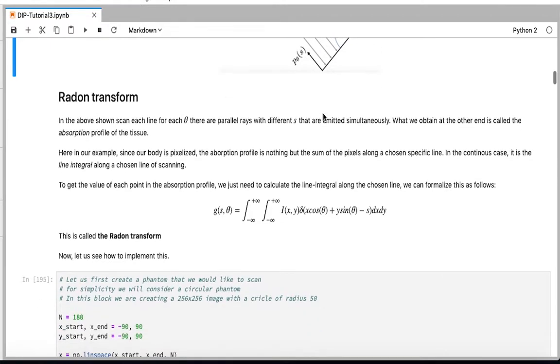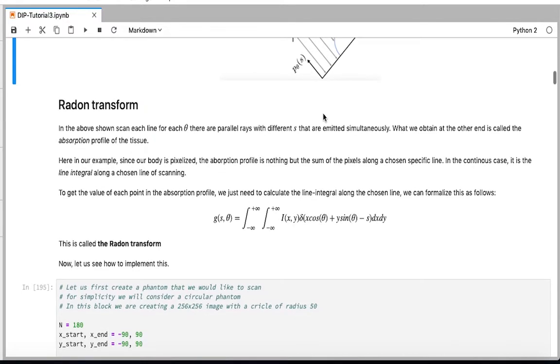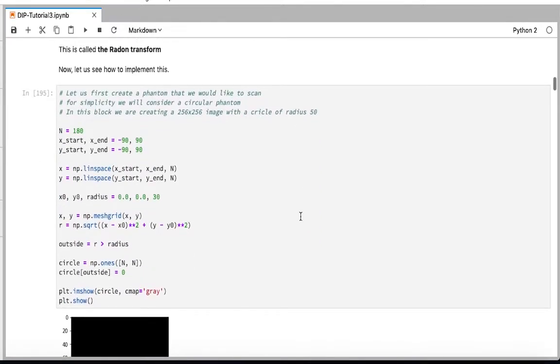This we call a forward model, because you're basically forming the signal here. When you're given only the measurements from this forward model, reconstructing back the actual image is called the inverse model. We'll talk about both of them. This is called the Radon transform: the projection of I of x y, for a chosen s and theta, is called the Radon transform.